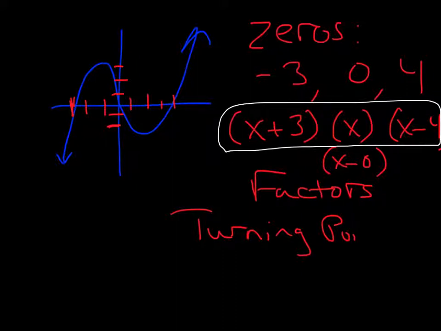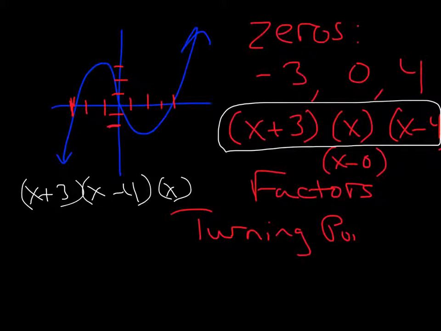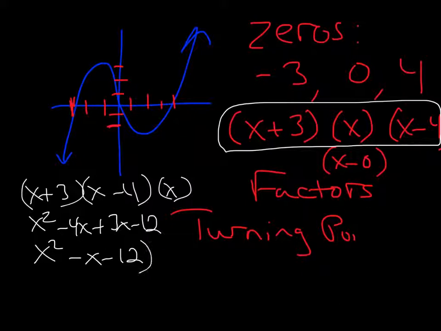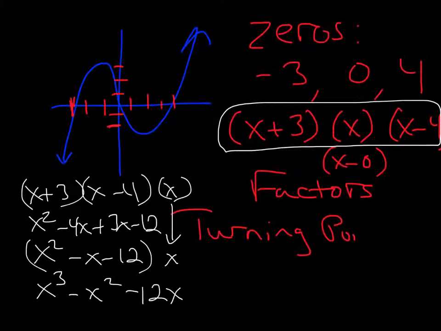Sorry. So now what I'm going to do is take x plus 3 and multiply it by x minus 4, and then multiply it by x. I can only do 2 at a time, so I'm going to FOIL out these two, okay? So we get x squared minus 4x plus 3x minus 12. And I can combine like terms: x squared minus x minus 12. But then don't forget, we still have to multiply everything by x. So we get x cubed minus x squared minus 12x.